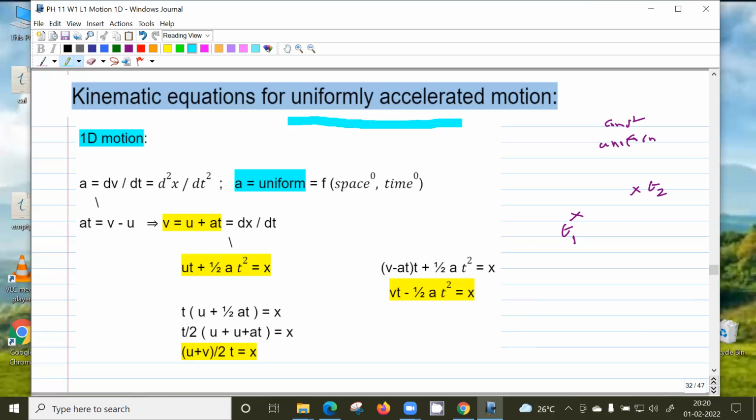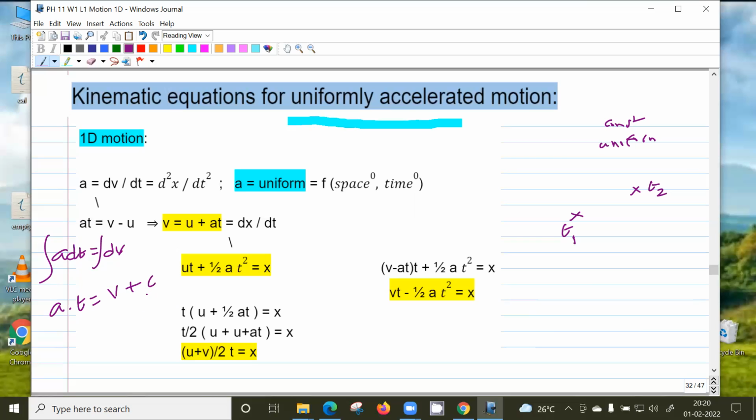Here, the variables are v and t. So this will become a dt equal to dv, right? Yes, sir. I have to integrate both the sides, and the variables are v and t. So a is constant because it's uniform. So a will come out and it will become a t, since the integral of dt is t. And the integral of dv is v plus the integration constant. Right?